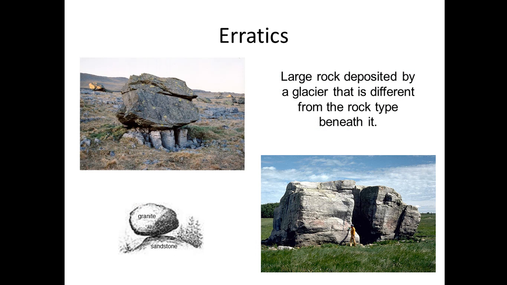Erratics. Erratics are another feature left behind by a glacier, and they are large rocks that have been deposited by the glacier. And the important thing to know is that they have a different type of rock than what's underneath it. So if we look here at this bottom left-hand picture, an erratic would be something like this big chunk of granite sitting on top of sandstone bedrock. We know that it was moved here by a glacier because it's so huge. A river would never be able to move this big piece of rock. But it's also evidence that a glacier moved it because it's made out of something different. So erratics are very large, and they're made out of something different than what they're sitting on top of.